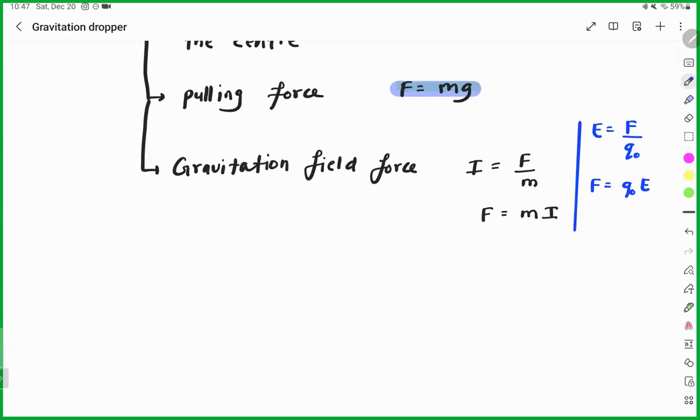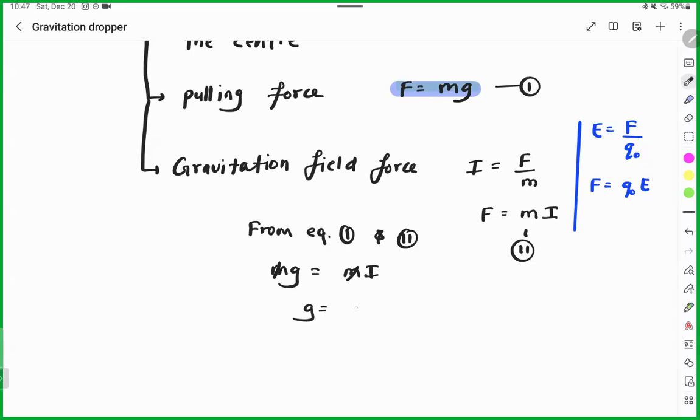Correct? If you compare these two, force is equal to mg, we know according to Newton's second law. This is F is equal to mI according to the gravitational force. If you compare these two, from equation 1 and 2, can we say mg will be equal to mI, cancel? Can we say g will be equal to I, at least in the magnitude? Yes or no? Any doubt, guys?